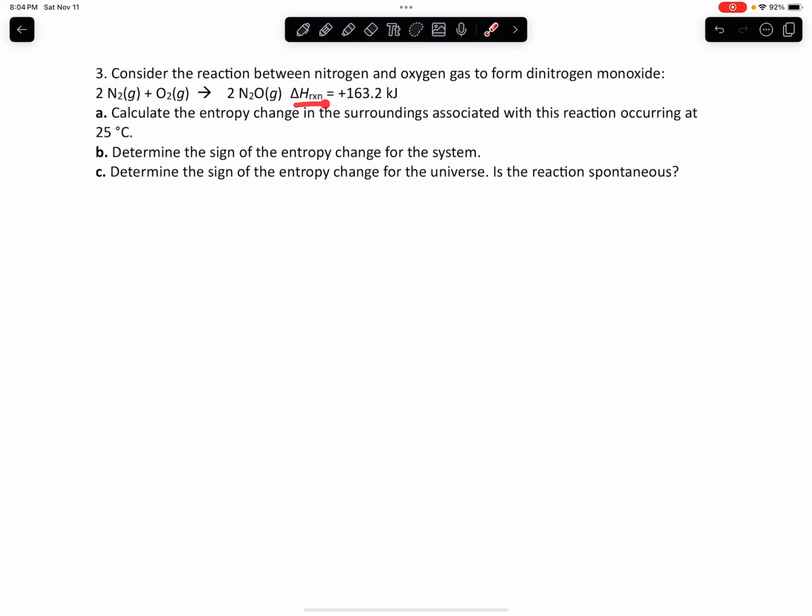A delta H for the reaction is given to us, and the first part is we have to calculate the entropy change in the surroundings associated with this reaction occurring at 25 degrees Celsius. Okay, so the entropy change is given by delta S. So for part A, delta S is always equal to delta H reaction over T.